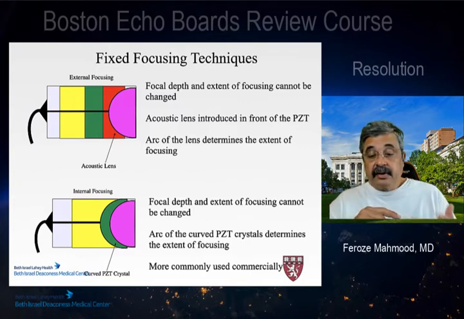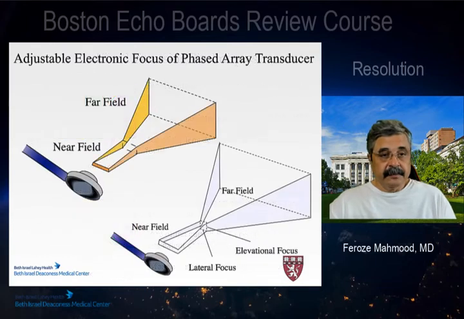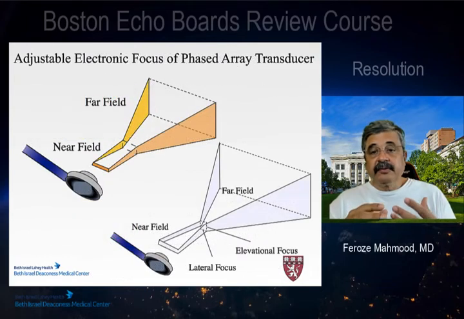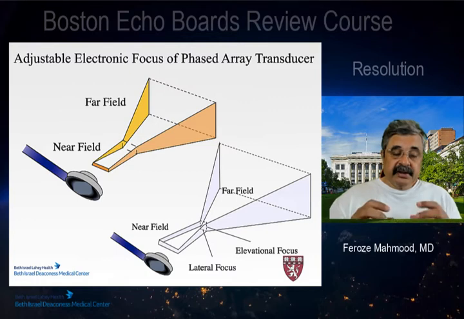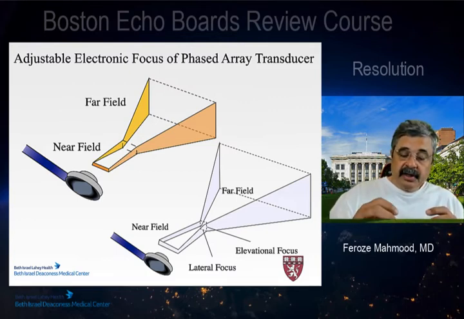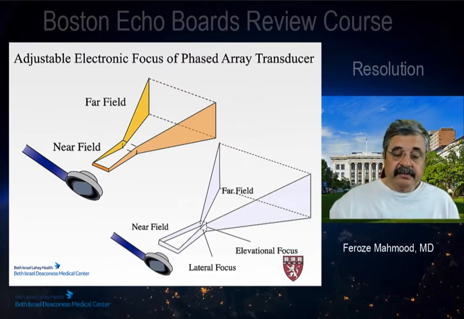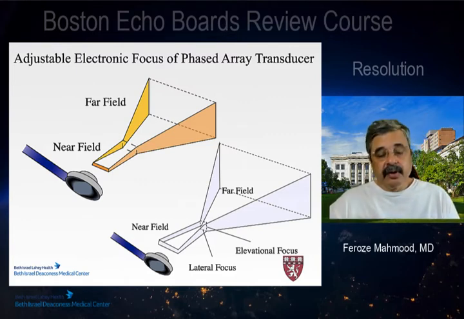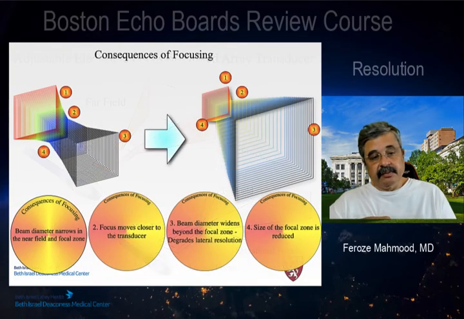It is the arc of the curved piezoelectric crystal that determines the extent of focusing, and it is the one that is used more commonly in the commercial ultrasound systems that we use. And the adjustable electronic focus of the phased array transducer is the one that the operator can move, which means you can decide which would be the narrowest portion of the beam when you're looking at the whole image, or the area or region of interest that you want to concentrate on more, you adjust the focus to that depth, and that's electronically adjustable focusing.